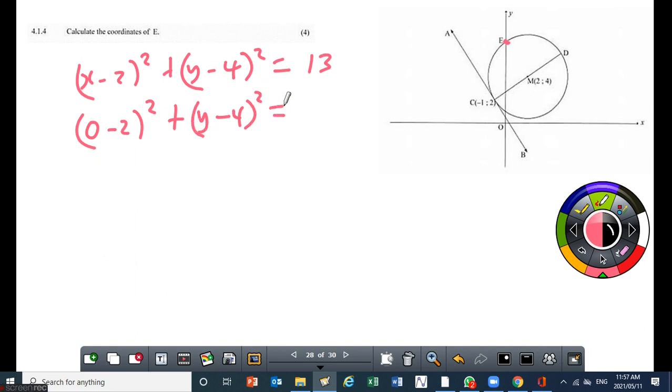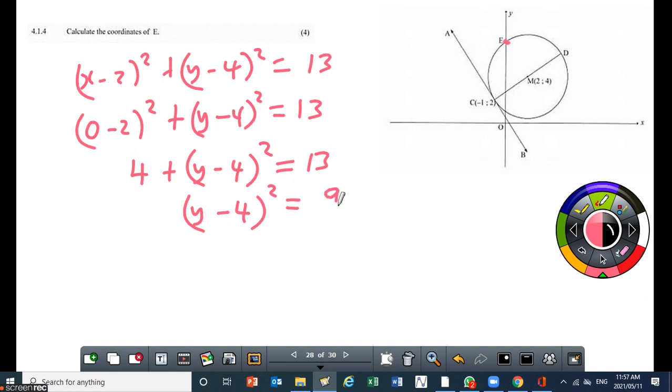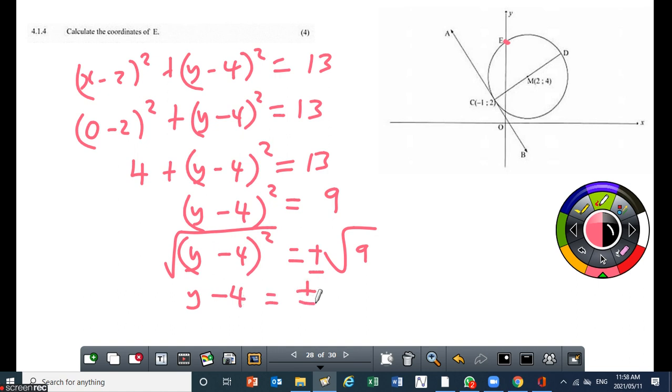(y minus 4) all squared equal to 13. This will give you minus 2 all squared, which is a 4, and you get (y minus 4) all squared equal to 13. By now, you should know that there is no need to try and remove brackets here. So you take this 4 to the right, you get (y minus 4) all squared equals 13 minus 4, which gives you a 9. Then you take the square root on both sides, so that will be plus or minus. So y minus 4 equals plus or minus 3. When you take the minus 4 to the right, you get y equal to 4 plus or minus 3.